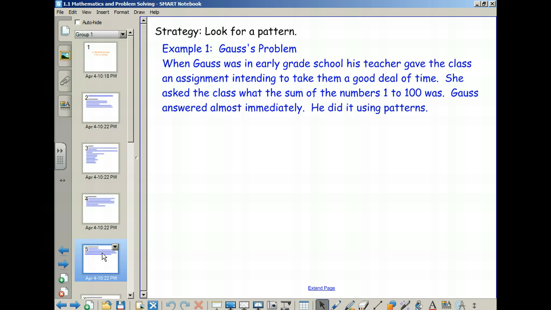So the first one we're going to talk about is looking for a pattern. This is an interesting problem, and it's actually the exact problem inside of your book, which I don't normally do, but it's historical, it really did kind of happen, so I think it's important for you to realize, and it is interesting.